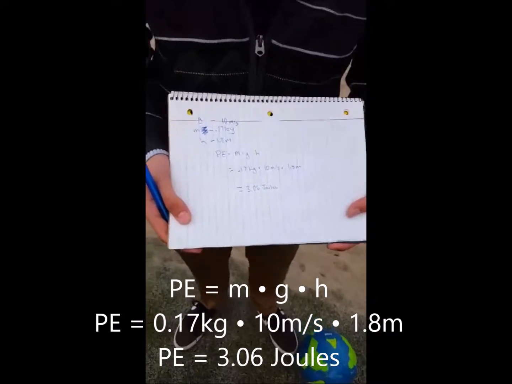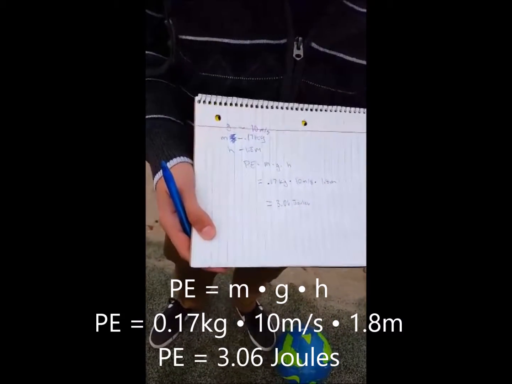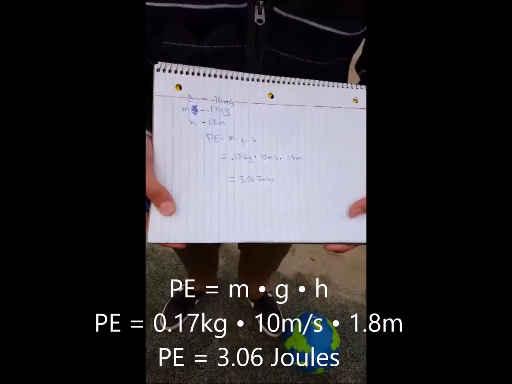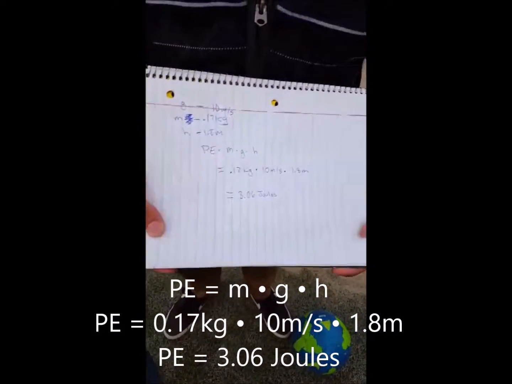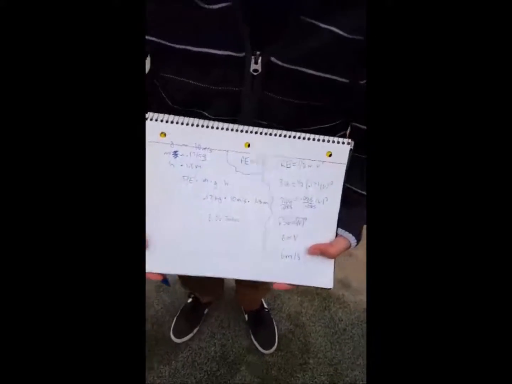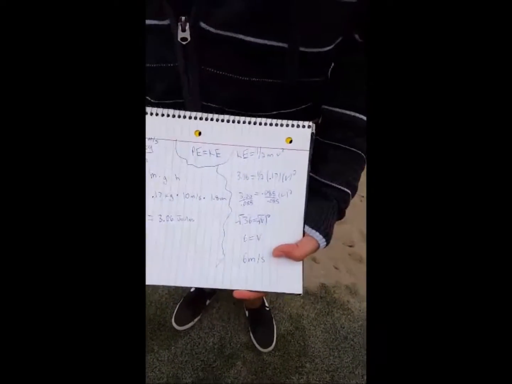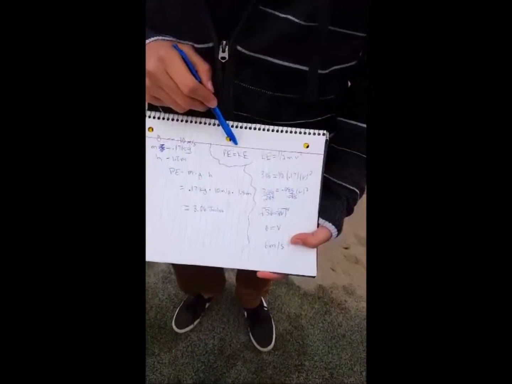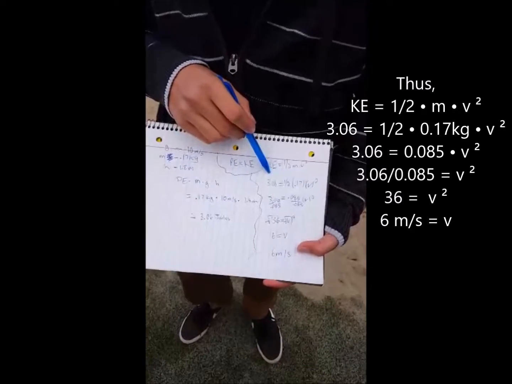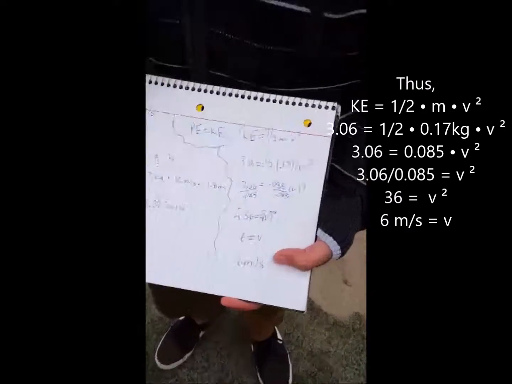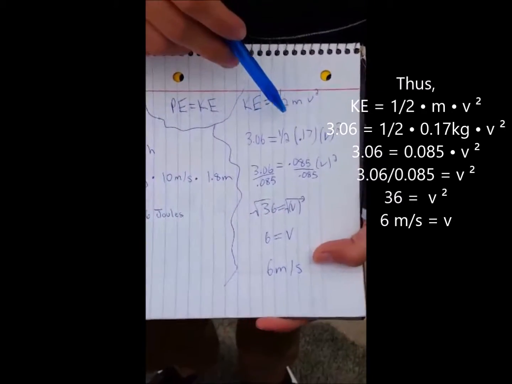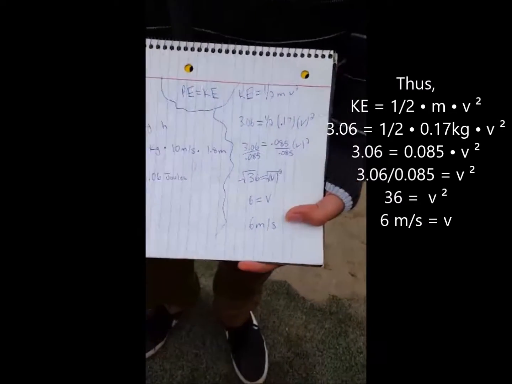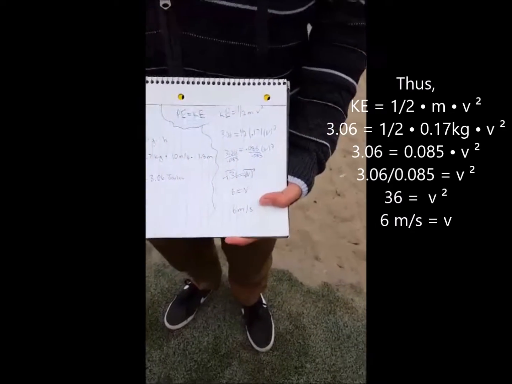The energy of a 0.17 kilogram ball at a height of 1.8 meters is equivalent to 3.06 joules. Potential energy is transferred into kinetic energy, therefore potential energy equals kinetic energy. The 3.06 joules of potential energy is equal to half of 0.17 kilograms times velocity squared. After all the calculations, we got 6 meters per second.